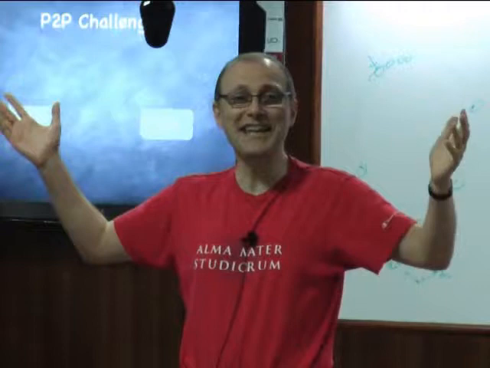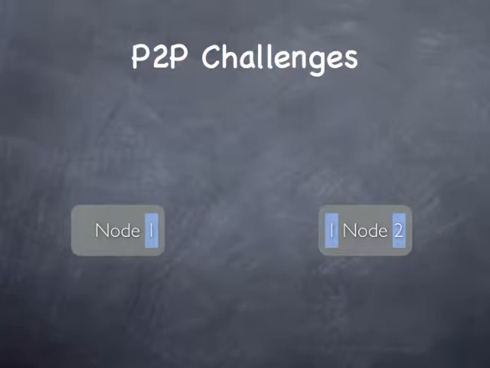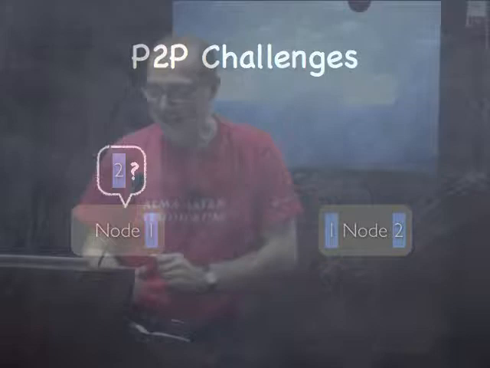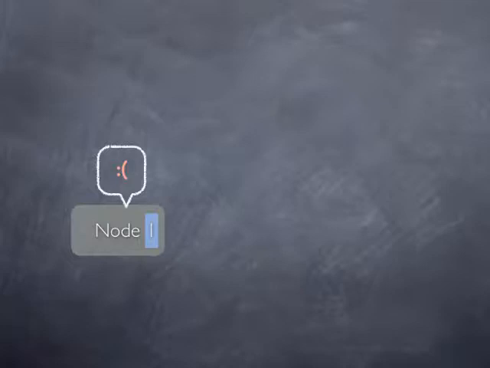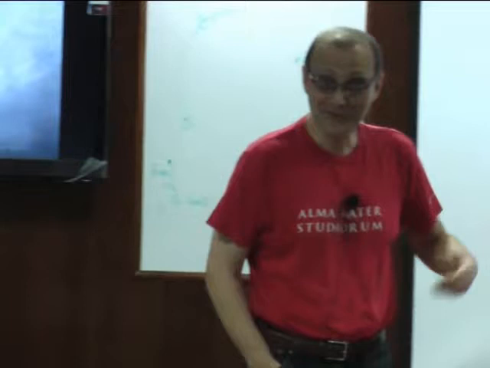So the first node, being a nice guy, is going to send its data to node two, and then it's going to say, hey, can I get my piece back? And what could happen is node two may not be there when it is time for node two to reciprocate.